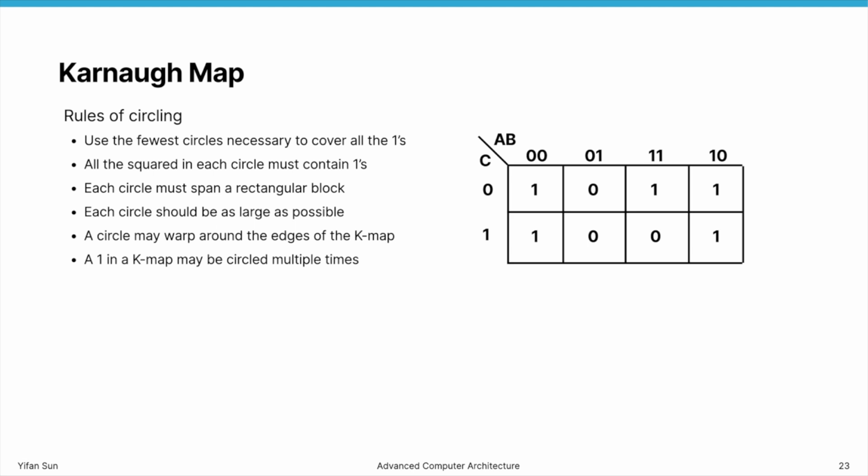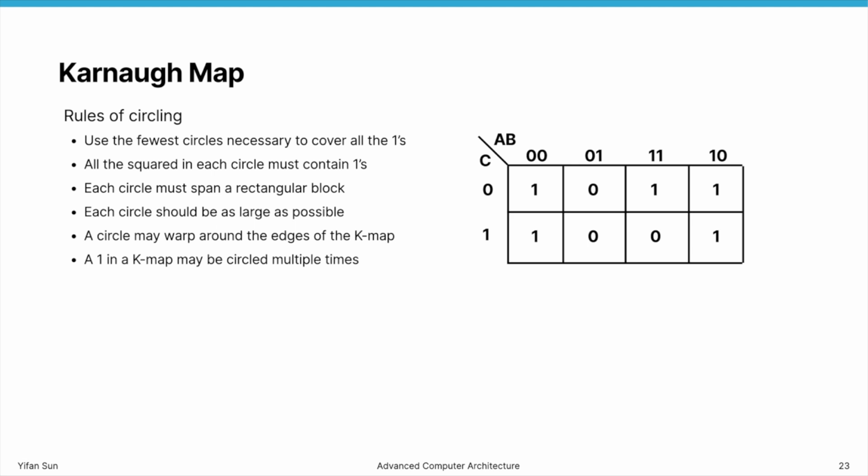Okay, then eventually we want one circle to be one product form, right? In this way, we look at what is changed and what is not changed within this circle. We'll only keep the thing that is not changed. In this case, A is 1 and 0, so A changed. B is 0 and 0, B didn't change, so we keep B prime here because B is 0. And C changed from 0 to 1, so we remove C.